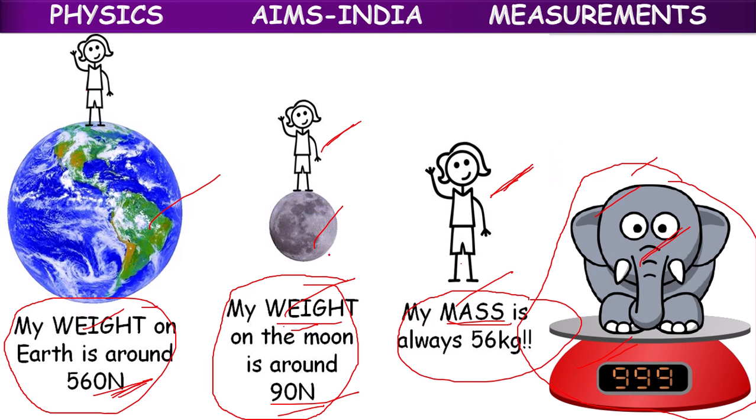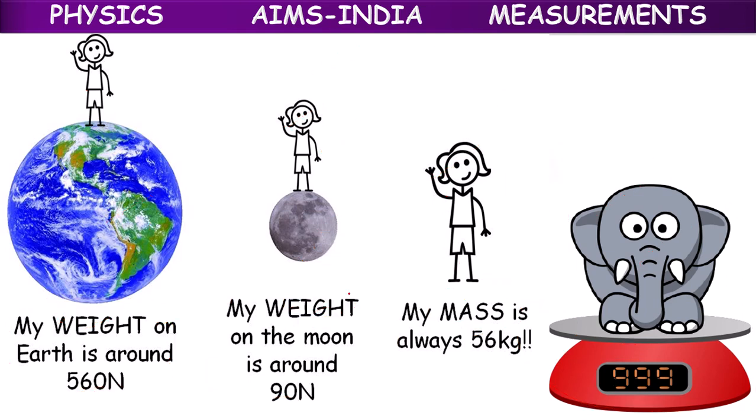So we have to learn about the terms mass and weight, and why there is a difference in weight on the moon and earth. That reason we have to know, and what is the relation between mass and weight of the same girl. Here the girl is telling mass, here she is telling weight. Why is she telling like that? That reason also we have to know.